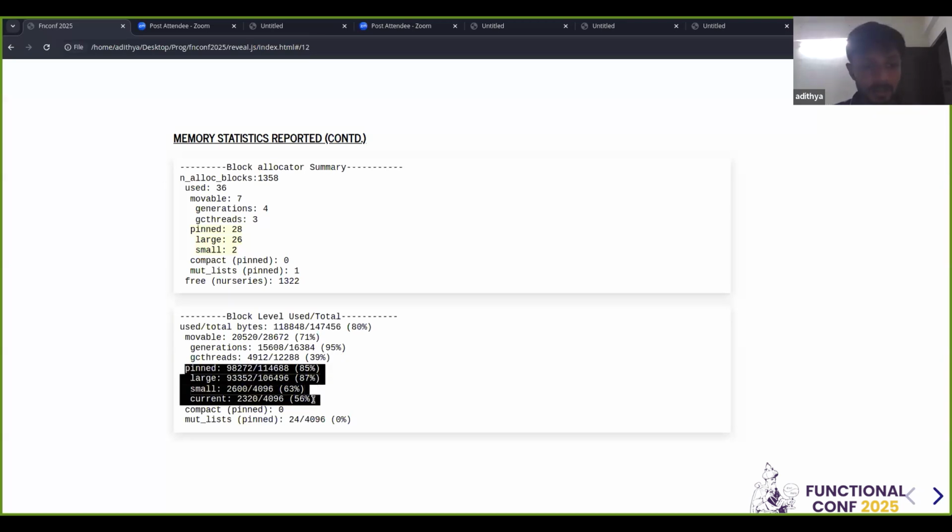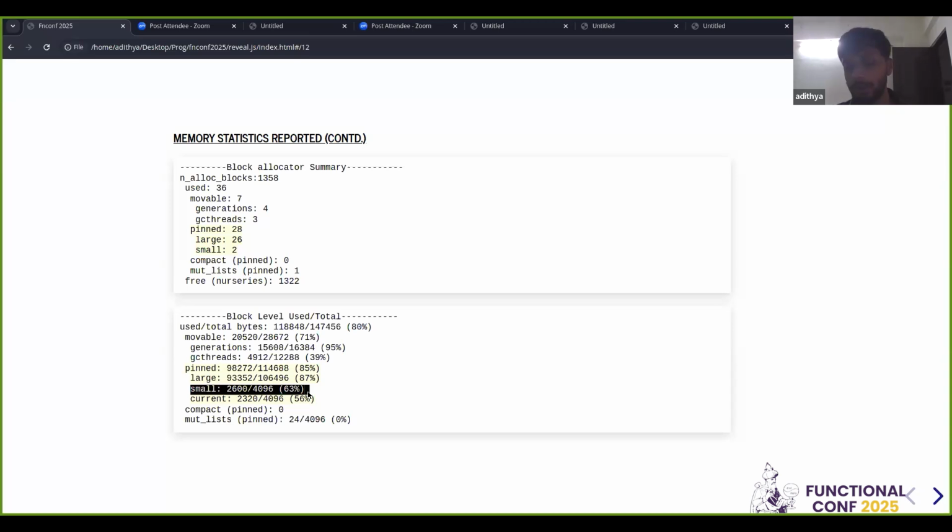So let's look at the pinned part, the interesting part. Here it says that the 4K blocks that have large allocations have 87% utilization. So 13% is basically slop. And for the blocks that have the small pinned allocations, 2600 bytes are used. Only 63% is used, right? So 37% is basically slop. And you have the current pinned block also. In this case, 56% is used, but the rest of the 44% might not be slop only. It can be unused memory as well, right? So we look at the small memory here.